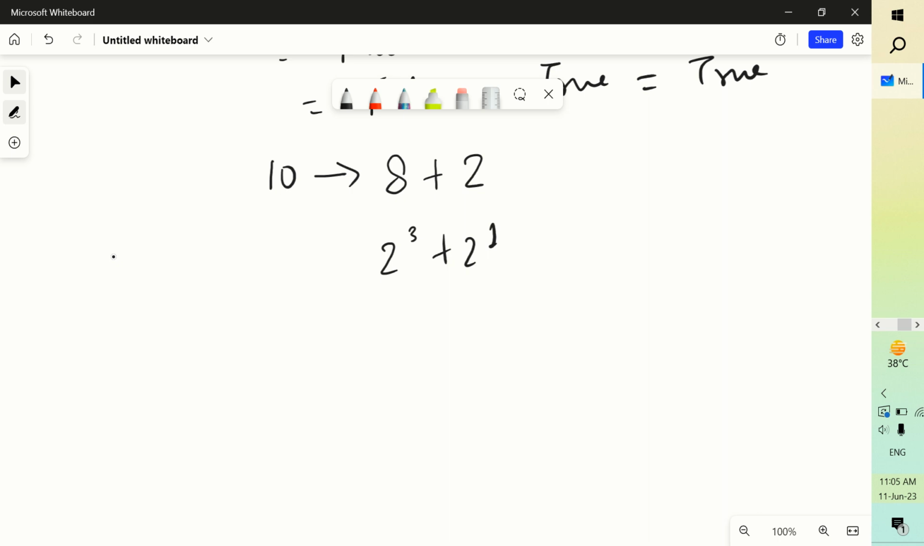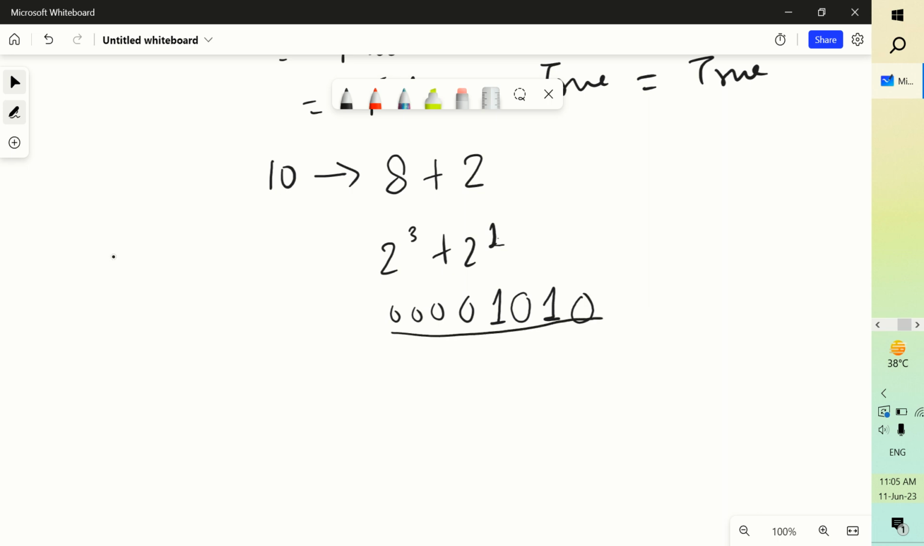Now we need to write it in binary form. 2 raised to the power 0 is not there, so the first digit will be 0. Then 2 raised to the power 1 is there, so at place 1 we will write 1. 2 raised to the power 2 is not there, so at place 2 it will be 0. 2 raised to the power 3 is there, so at place 3 there will be 1, and after that all the zeros will be there. Now this is the binary form of 10.